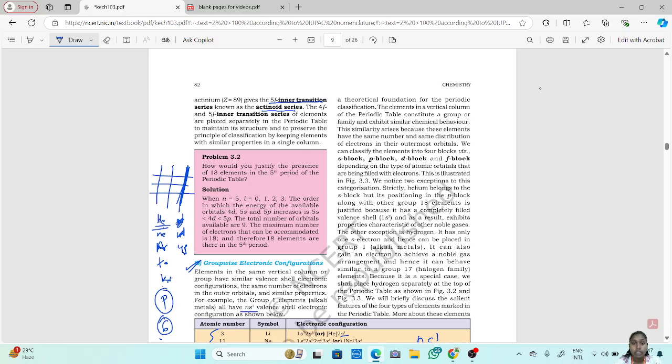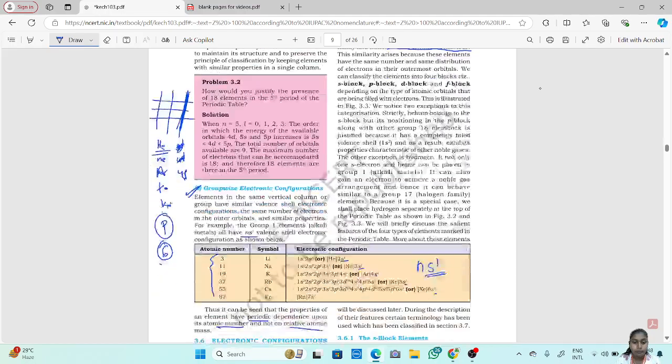Now the elements in a vertical column of the periodic table constitute a group or a family and exhibit similar chemical behavior. So the elements in the vertical column, they exhibit similar chemical behavior, so their chemical behavior is the same. This similarity arises because these elements have the same number and same distribution of electrons in their outermost orbital. Now, why do they have a similar chemical behavior? This is basically because of the electrons present in the outermost orbitals.